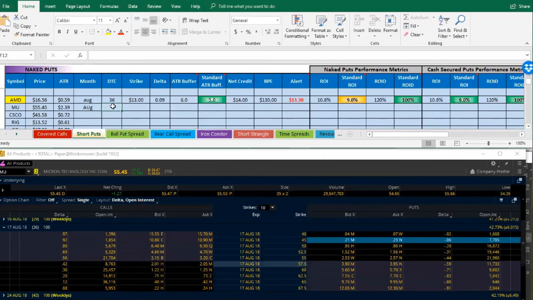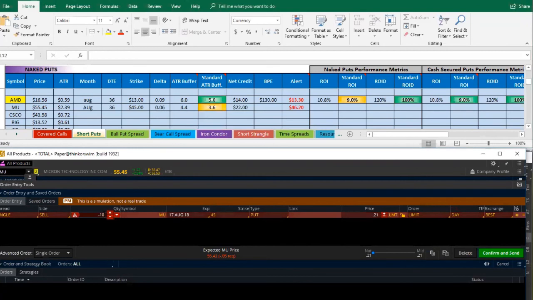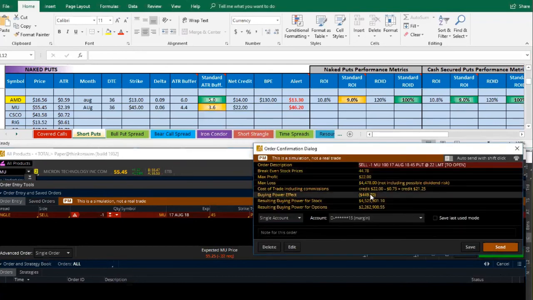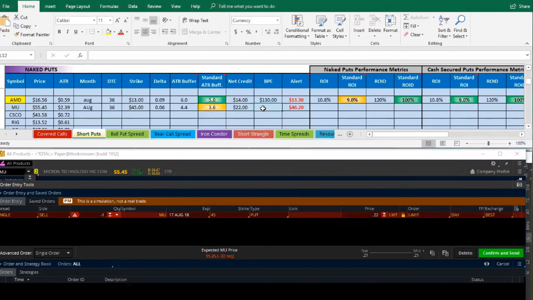Okay, Micron, if we do a 36-day option, we're going to go to the 45 strike price, 0.06 delta, I should say. Now, the credit's going to be $22. I just don't know what the buying power effect is going to be. There's several ways you can find buying power. The best way is just to open up an order, put in a contract, set your midpoint offer. We're going to do 22? 449 is the buying power. Okay, so it's only going to be about 5% ROI.